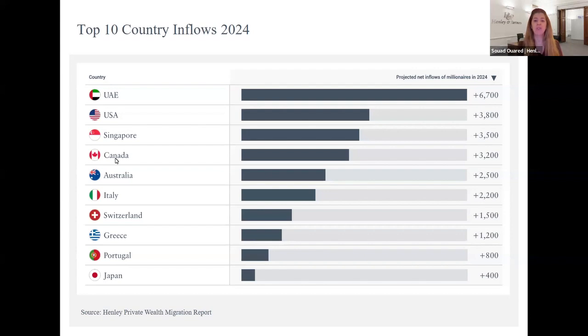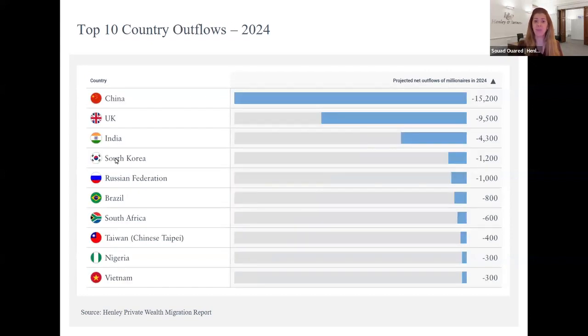3,800. So that explains why we are doing the seminar today, to give you information given the high demand for this country. And now you're probably wondering which countries are having the most outflows. And this is where we see that China is definitely the biggest one in 2024, followed by the UK as well, and then India. And many of these millionaires, actually, do choose the EB-5 program as their chosen destination.